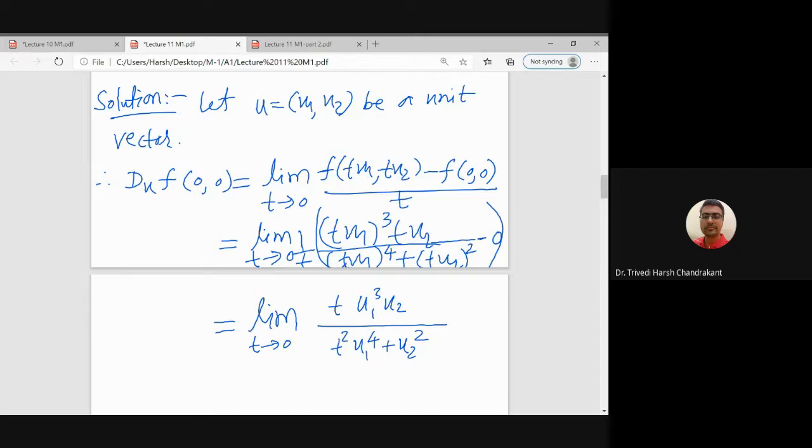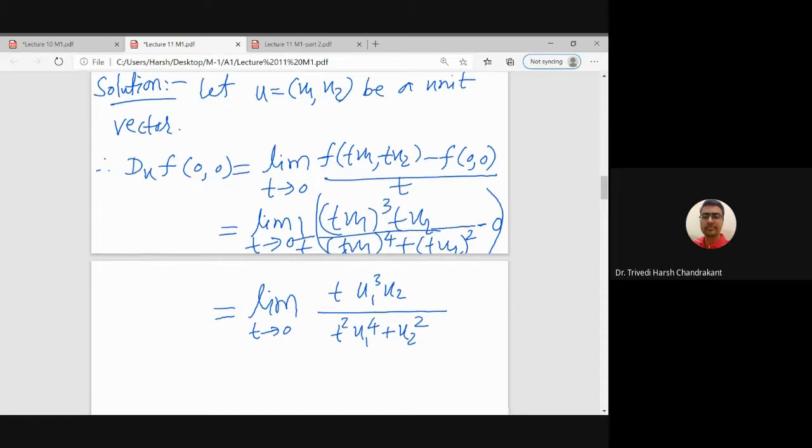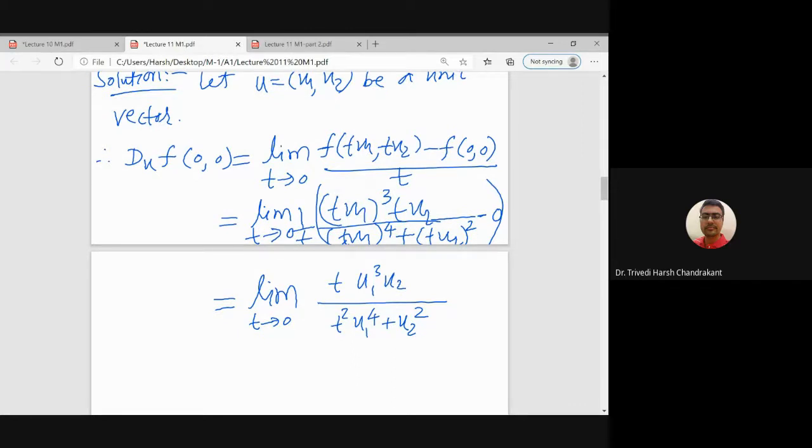So we have cancelled the power t power 3 in the numerator and the denominator. So now we need to find this limit for all possible values of u1 as well as u2. So what we will do is we can take the cases either u1 is 0, u2 is 0. So it depends on what formula turns out to be here. We will simplify that by considering u1 is equal to 0, u1 not equal to 0, or u2 is equal to 0, u2 not equal to 0.